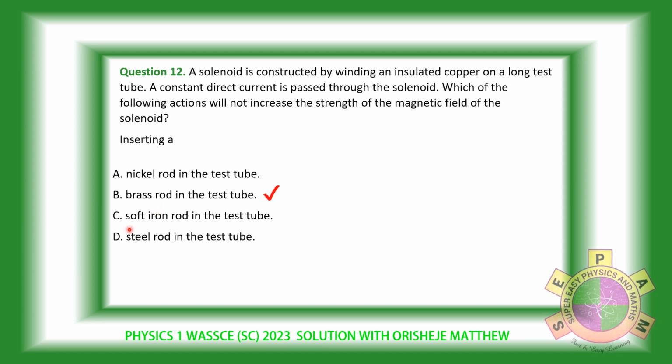If you insert soft iron, it is paramagnetic and also a ferromagnetic material. This will increase the field. A steel rod is also paramagnetic and ferromagnetic, so it will increase the field. So the answer to this question is B.